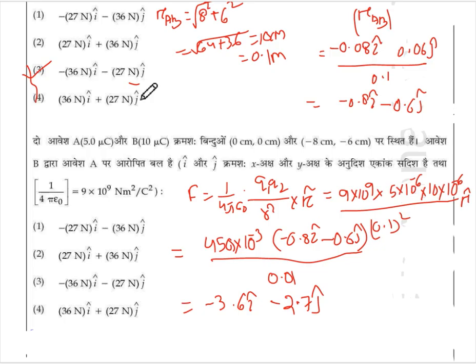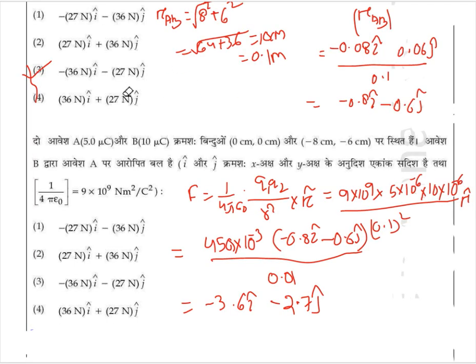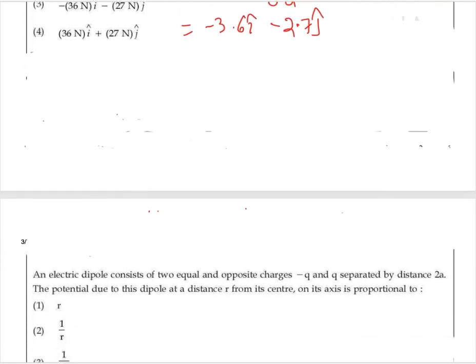Because when I find its R_AB, it's R_A minus R_B, so it will be minus 0.08. So you just find its unit vector and you will get this answer. Okay, to move to the next question, I think I have made a mistake somewhere, that's why it's not matching, so I'll check it later. Okay, so we'll move to the next question.